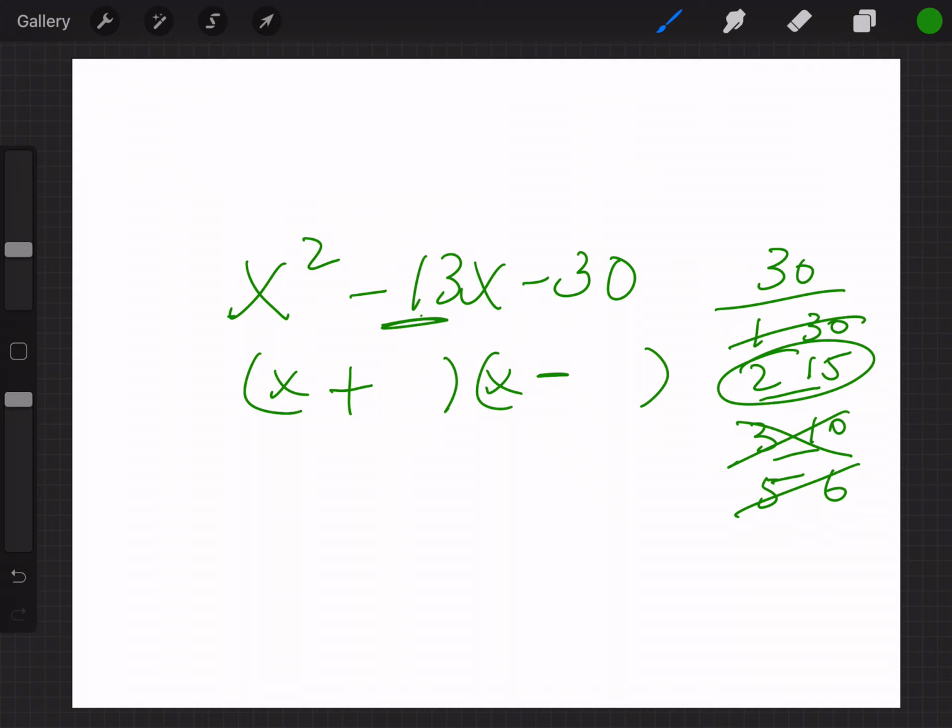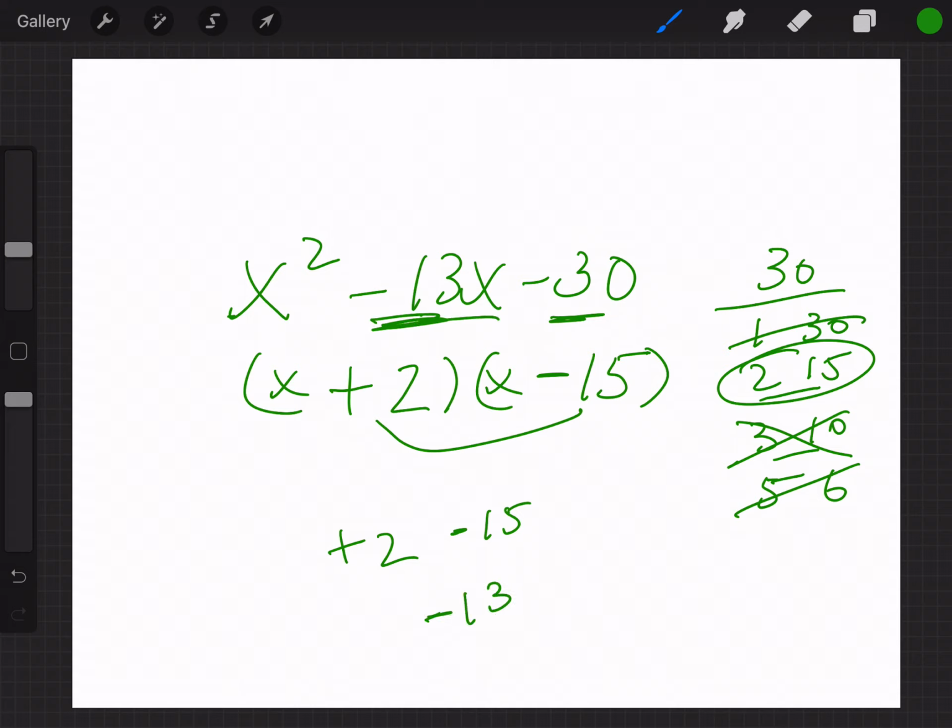Well, how do I know which one to put where? If I put it right here, still multiplies to give me negative 30. Does a positive 2 and a negative 15 combine to give me a negative 13? Why, yes, it does. So your final answer for your factors is x plus 2 and x minus 15. So be careful on some of them when they have some pairs that could go for one, but not. Remember, it's got to satisfy both situations.